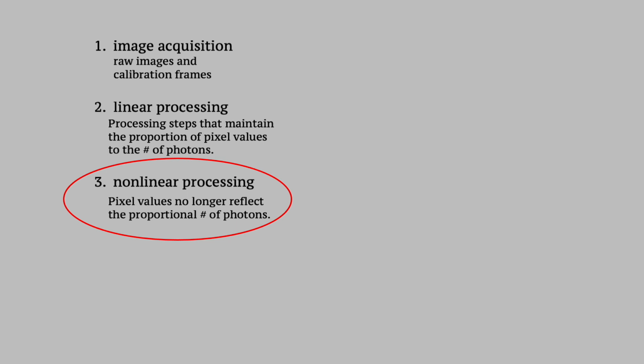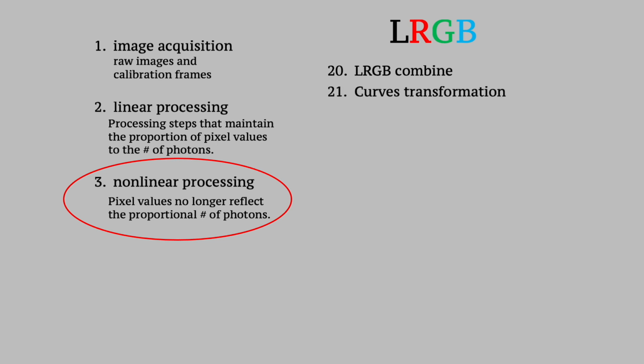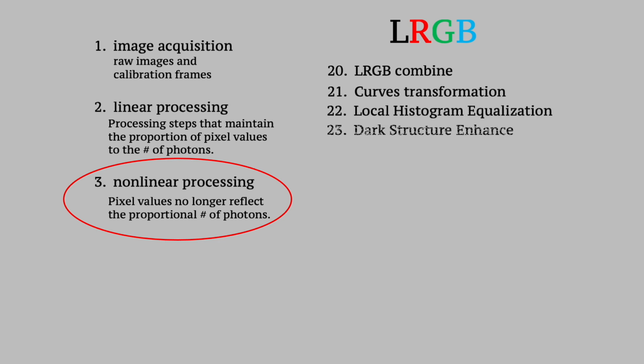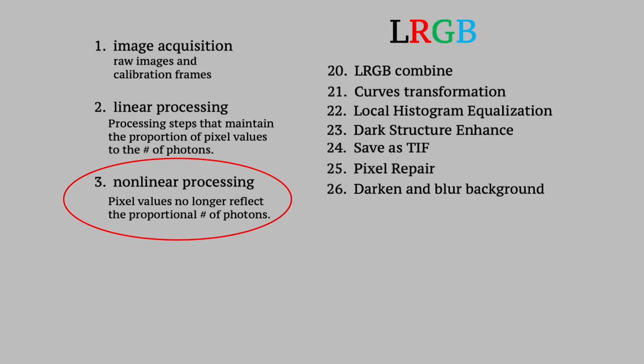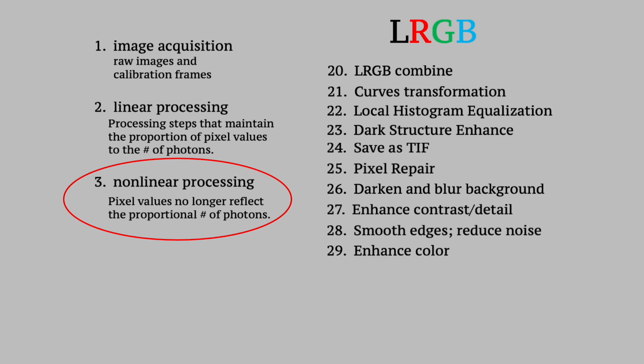So the next thing that we need to deal with is putting the lumen together with our RGB so that we have an LRGB image, and that involves just doing an LRGB combine. Then we'll use curves transformation, local histogram equalization, dark structure enhance. We'll save it as a TIFF. This is all in PixInsight. And then we will, in Photoshop, do pixel repair, darken and blur the background sky, enhance the contrast and detail, smooth the edges, reduce the noise, and finally enhance the color.